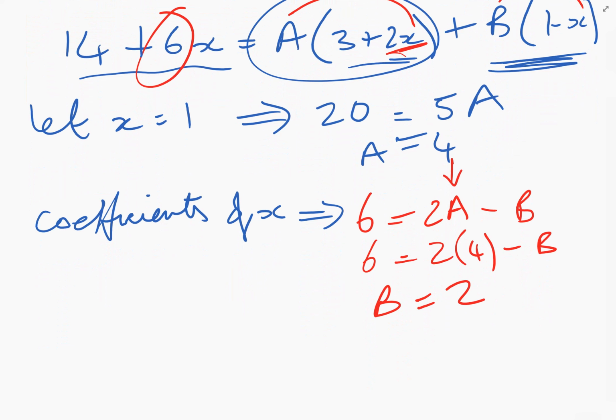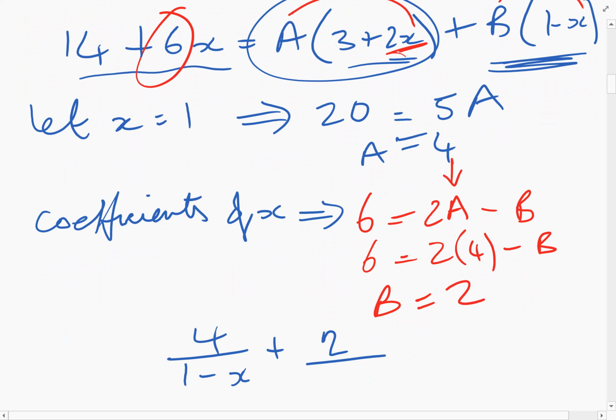And since the question says write in partial fractions, you should really finish off by writing down your final answer like this. So we've got 2 over 3 plus 2x.